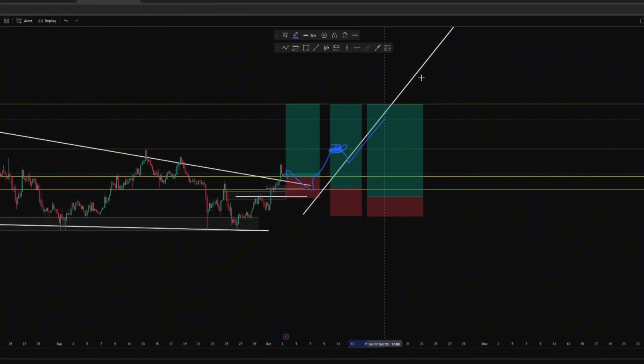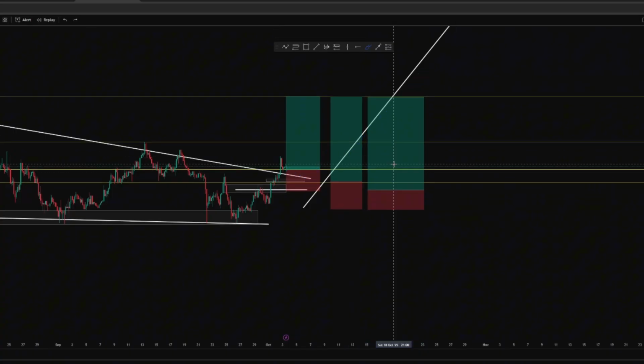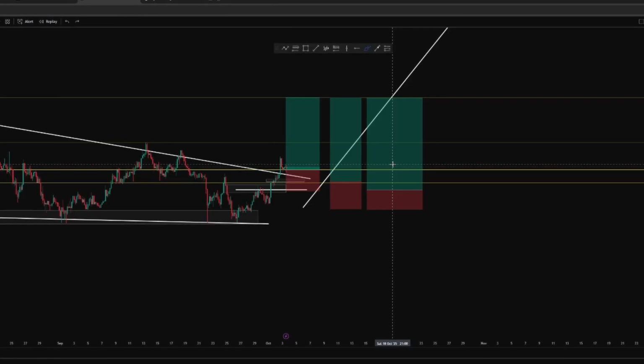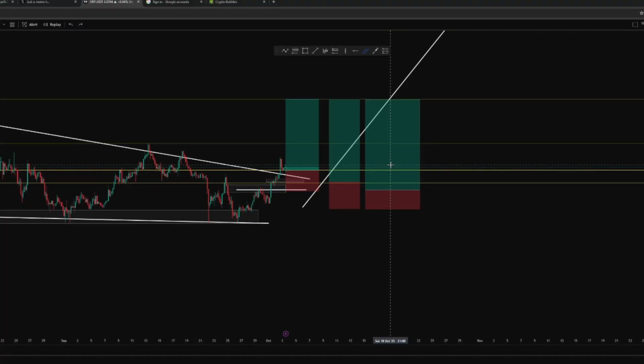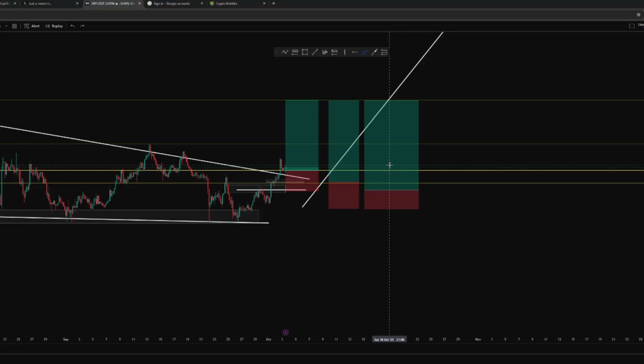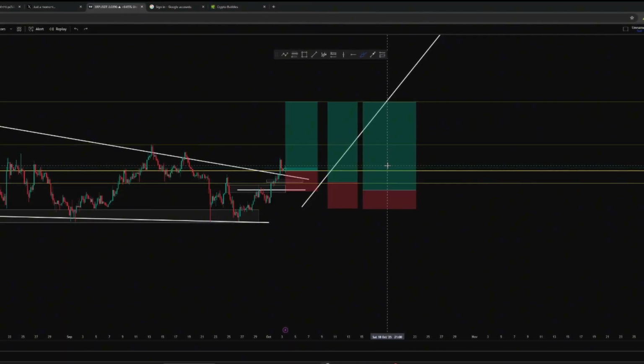Wait for any retrace, then buy back in. It's endless, and we have endless opportunities on this market. All you have to do is just make a move. So as you can see, we have the key support and resistance zone marked out. Thanks to these yellow lines, we know what to expect next.